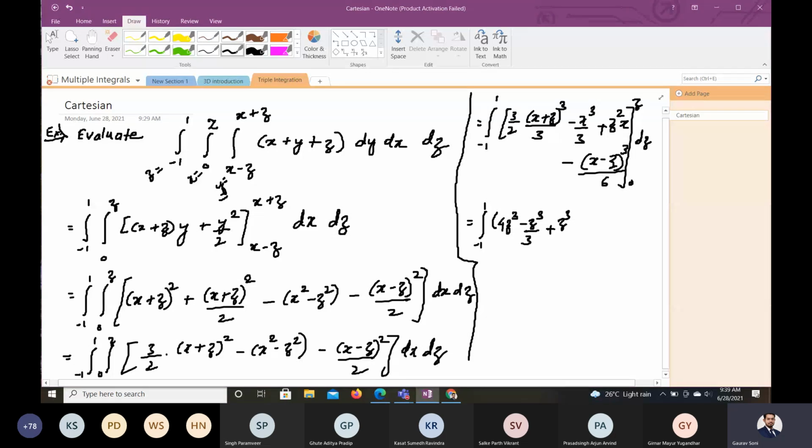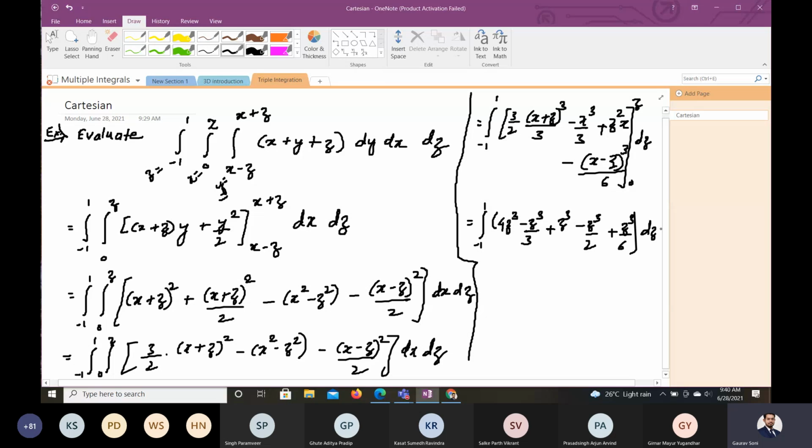When you put the lower limit, the value of x is 0. So what we have is minus z cube by 2. Let's check the calculation. If you put x as 0 in the second term, it will turn out to be 0. Even the third term will become 0. And the fourth term, that minus z cube will become plus z cube divided by 6. Bracket complete, dz.